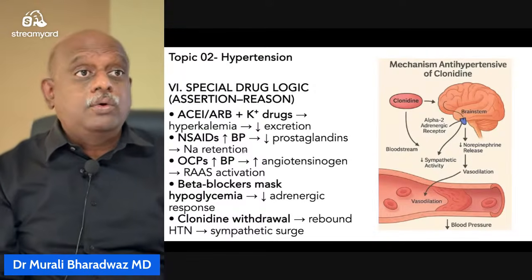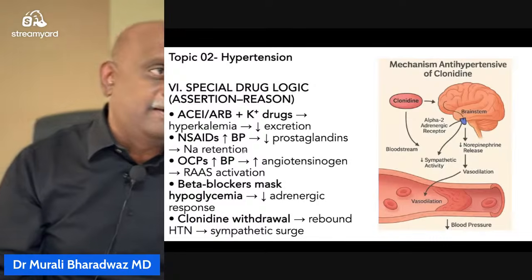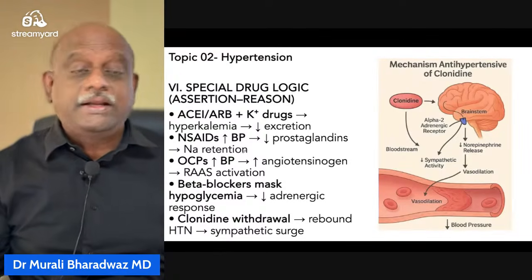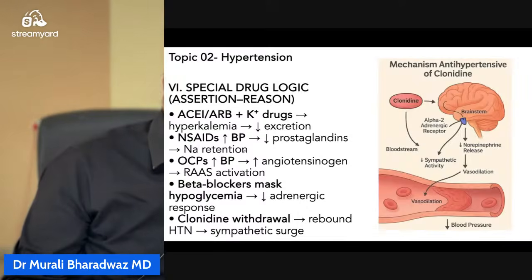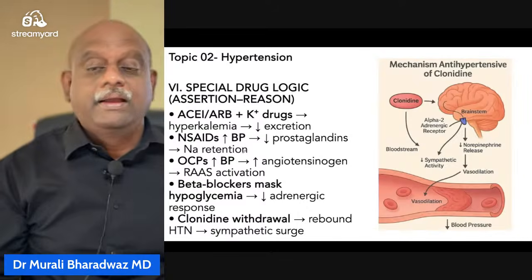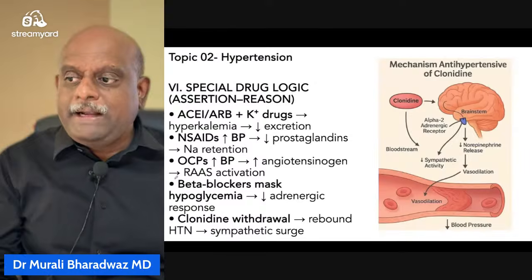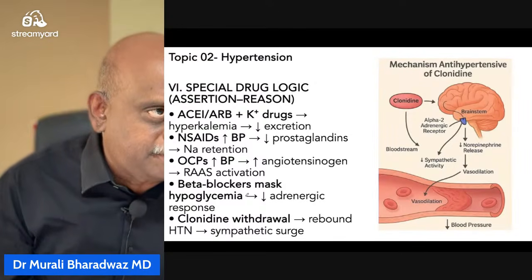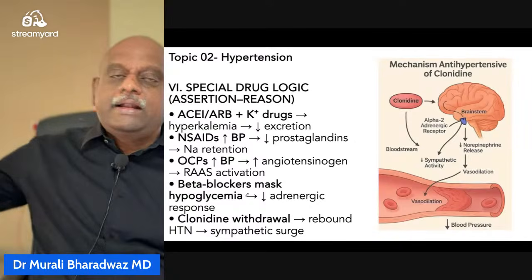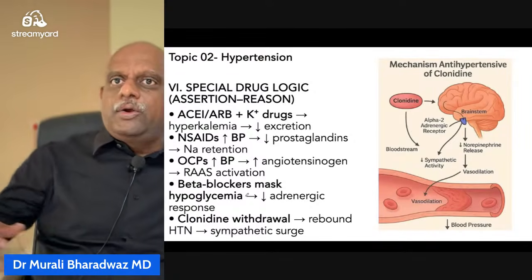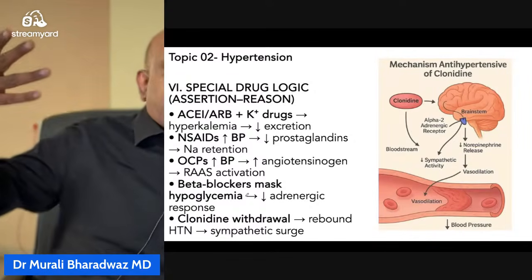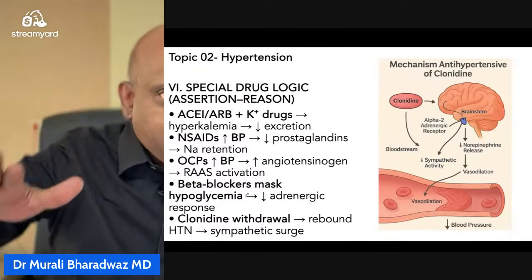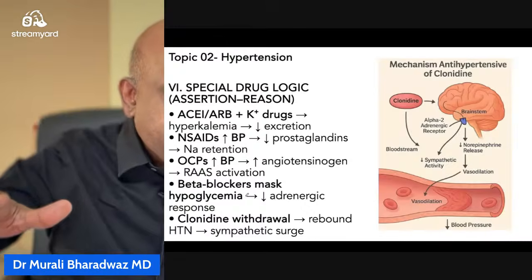Oral contraceptive pills will increase the BP because they increase the angiotensinogen and they stimulate the renin-angiotensin system. Then, whenever you give beta blockers, especially in those who have type 1 diabetes, they are taking insulin. Insulin leads to hypoglycemia. Hypoglycemia stimulates the sympathetic system. But giving a beta blocker will block that sympathetic activation.